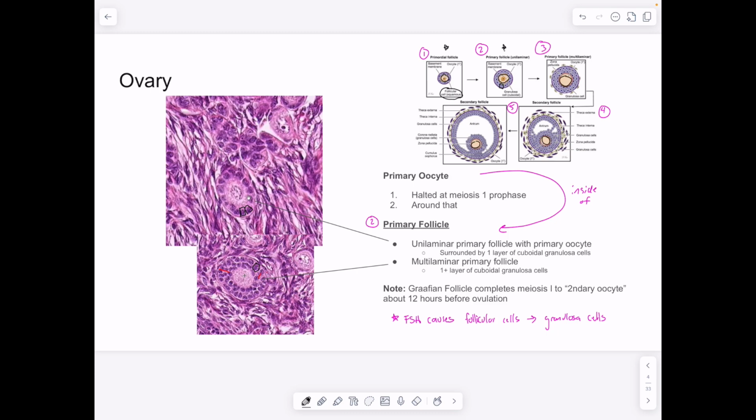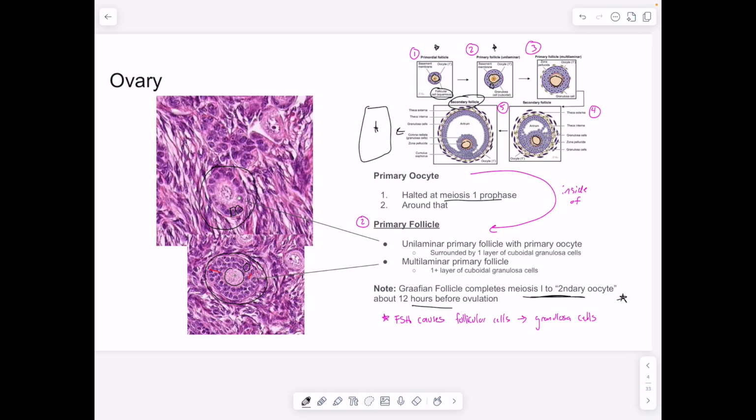All right, and then just a reminder that inside of these guys we have our oocyte, and all of our oocytes are stuck in meiosis 1 prophase until it becomes a Graafian follicle, where it will finish meiosis 1, and within 12 hours it will have ovulated. All right, so primary follicle, we saw here's unilaminar, here's multilaminar, and you can start to see a zona pellucida around the oocyte. All right, so Graafian follicle, which is the next step here, it's a secondary oocyte, is what a Graafian follicle is. It's massive, completes meiosis 1 about 12 hours before ovulation.